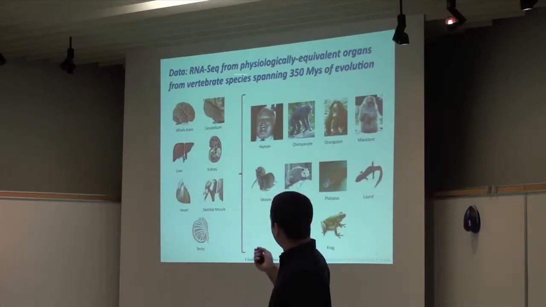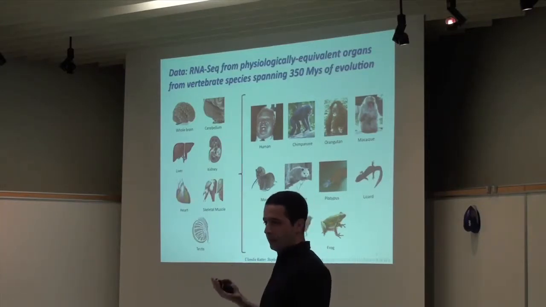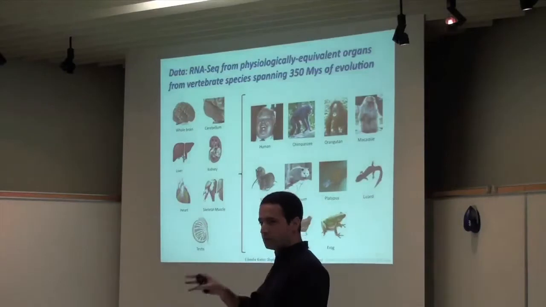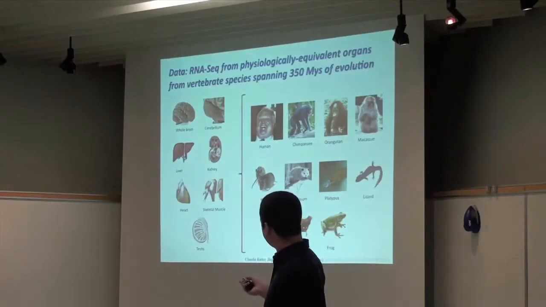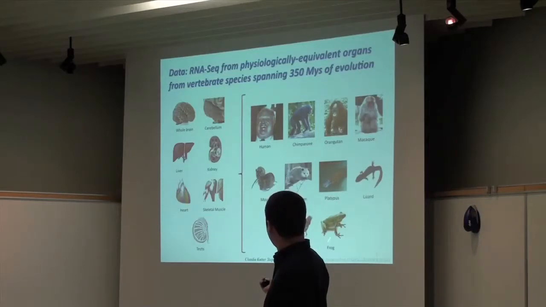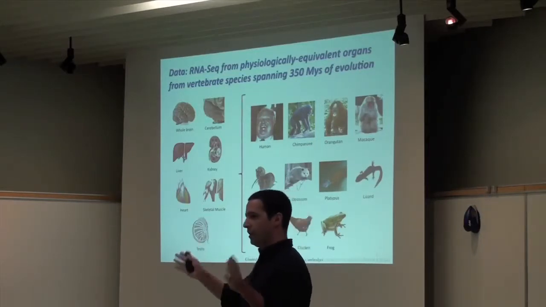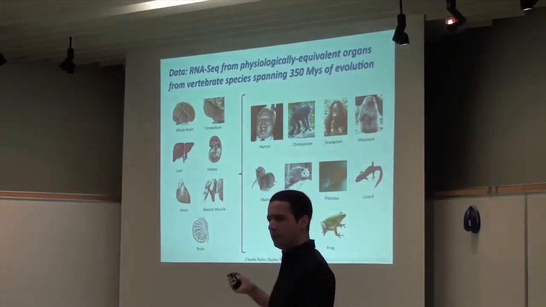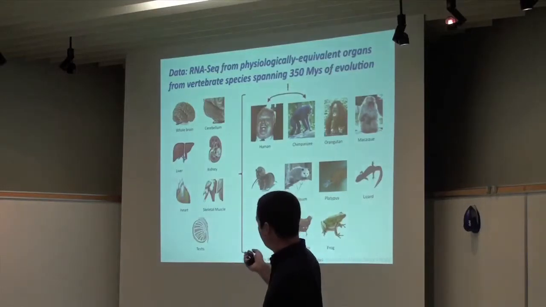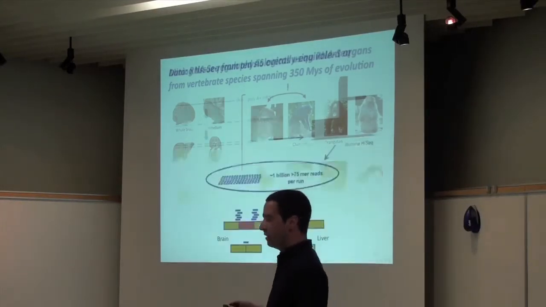Well, we got RNA-seq from physiologically equivalent organs from this set of vertebrate species. So we got our own data, and also we downloaded published data. So you can do this sort of analysis without spending money on sequencing. This is a very important point, because there's a lot out there already. Amongst the vertebrate species, we have frog, which is around 380 million years apart from all the others. But we got species as close as these two. So we really had the full resolution.